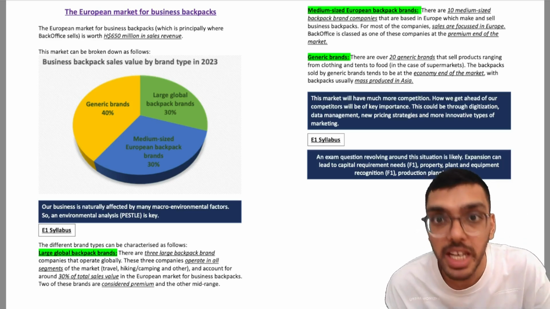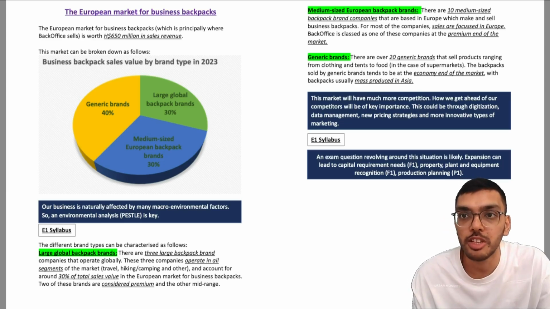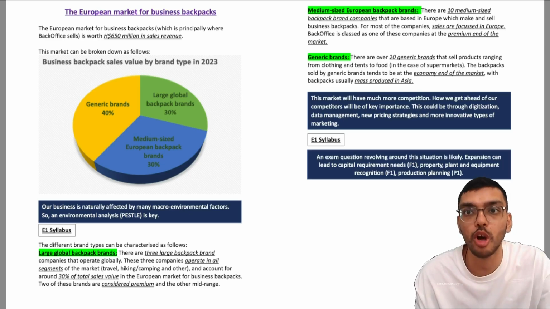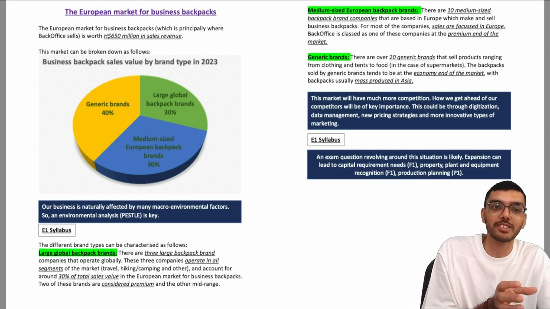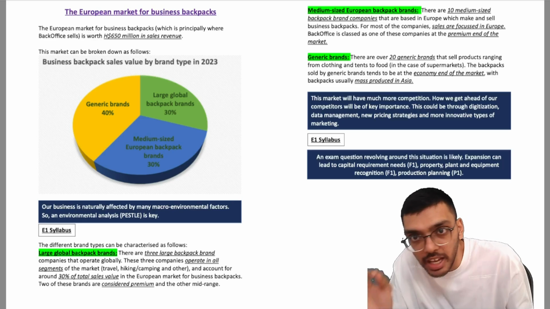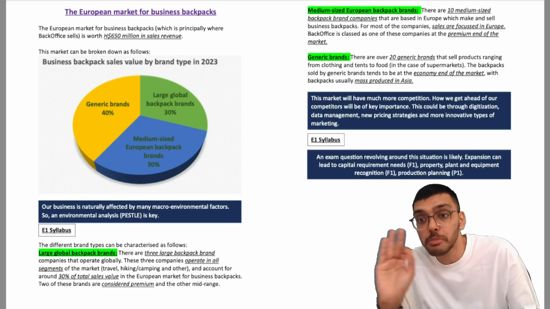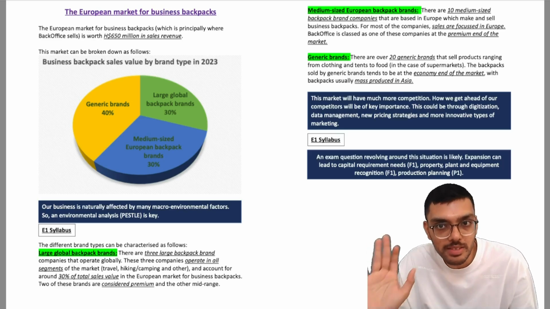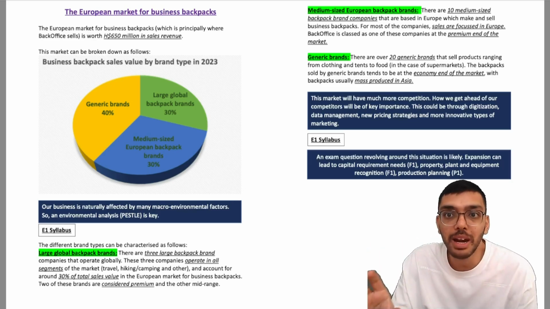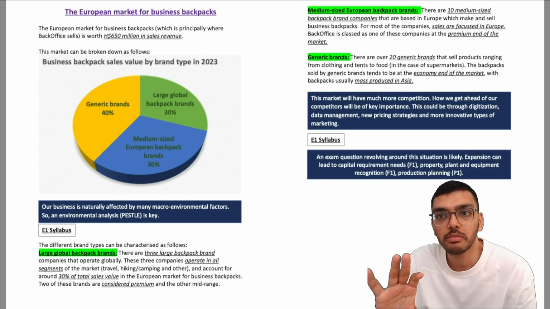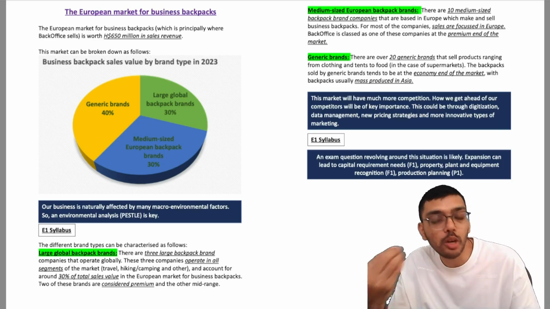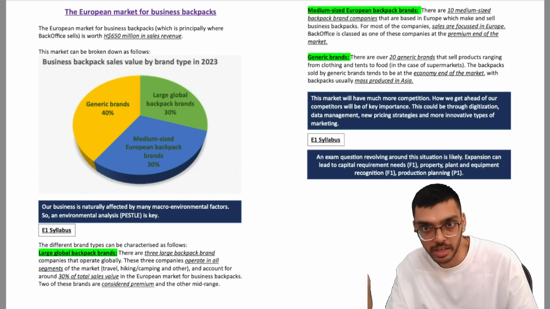Medium size. There are 10 medium sized backpack brands that are based in Europe which make and sell business backpacks. For most of the companies, sales are focused in Europe, and BackOffice is one of these brands but at the premium end. So we fall into the category of medium sized European backpack brands which make business backpacks. Last, generic. There are 20 generic brands. They sell everything, including backpacks. The backpacks sold by generic brands tend to be at the economy end. This is not my actual competition because I am at the premium end.